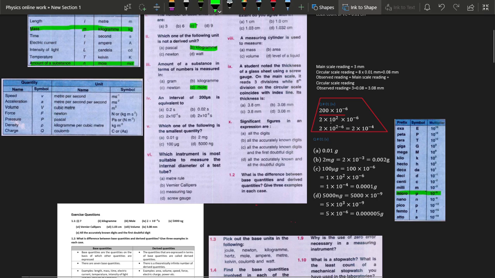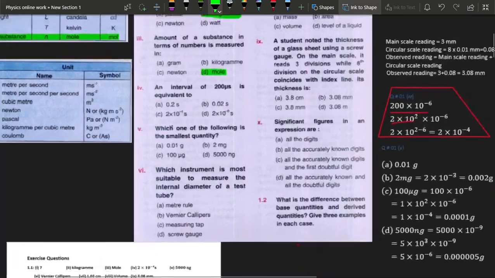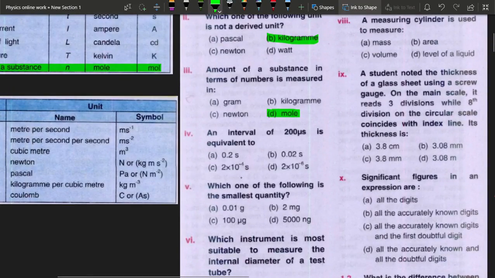So now next step, convert this 200 into a simple scientific notation, which can be written as 2 into 10 raised to power 2, and when we solve this 10 raised to power 2 and 10 raised to power minus 6, it will be 2 into 10 raised to power minus 4. So the correct option is 2 into 10 raised to power minus 4.